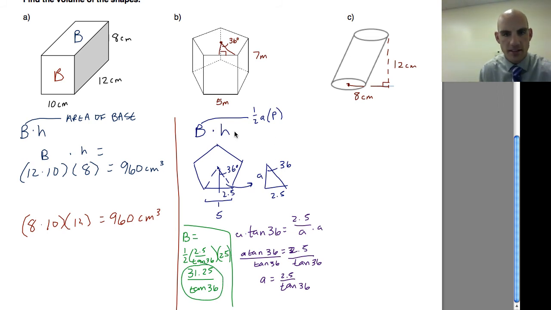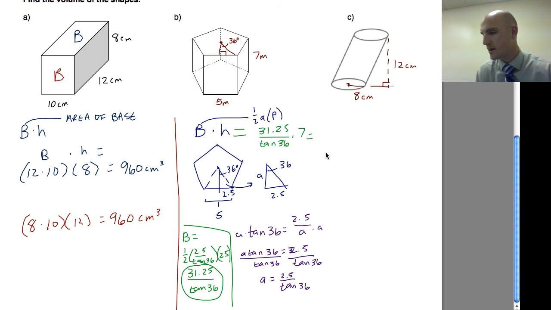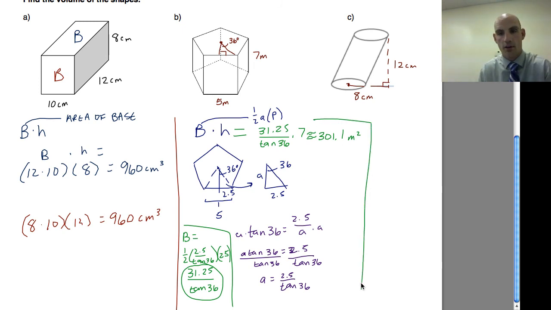The area of the base times the height is equal to 31.25 over tangent 36 times 7, which gives me a grand total of about 301.1 meters cubed. That's all there is to it. Area of the base, being something we already know how to find, times the height. Same for the cylinder: base times height.